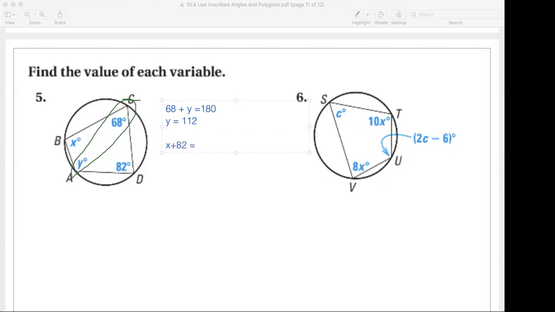All right, so I'm now finding my X. So X plus 82 is 180. So then that would be 180 minus 82, and X is 98.